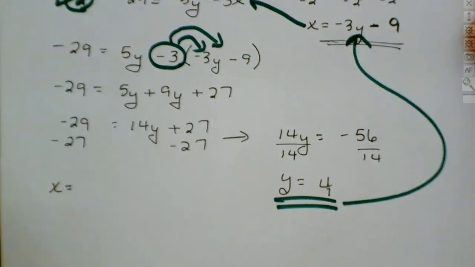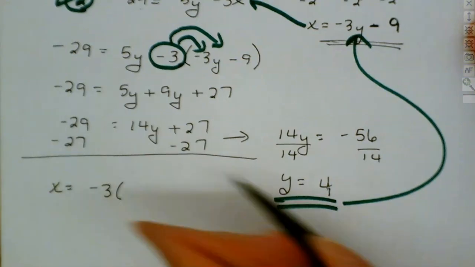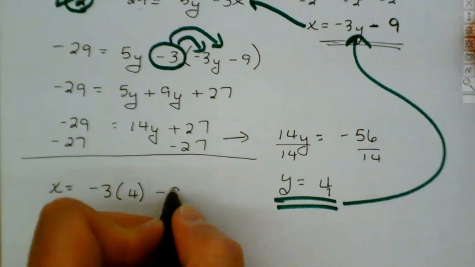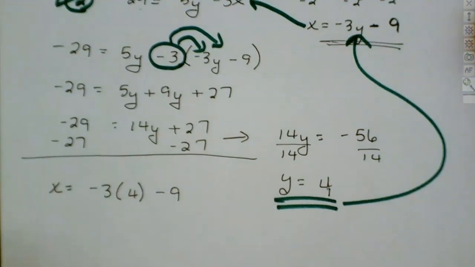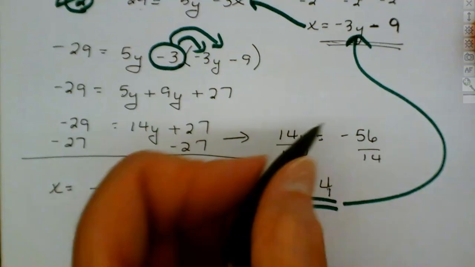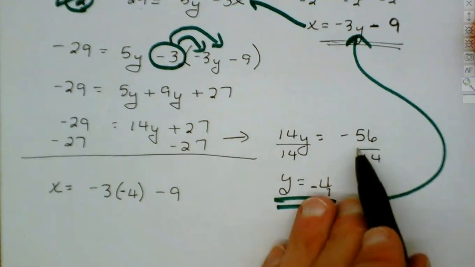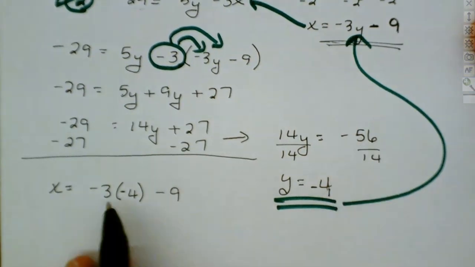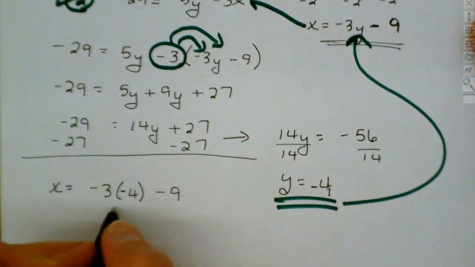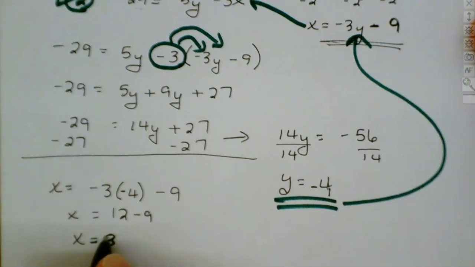So now when I plug it back in, I've got x equals minus 3 times y, which is 4, minus 9. And we now have, well, I missed a sign. There should be a minus portion. Yeah, sorry about that. Watch your signs. Be very careful. It's very easy to make a mistake. It should be a minus 4 there. And now we've got a negative and negative. That makes it 12 minus 9. And 12 minus 9 leaves you with 3.